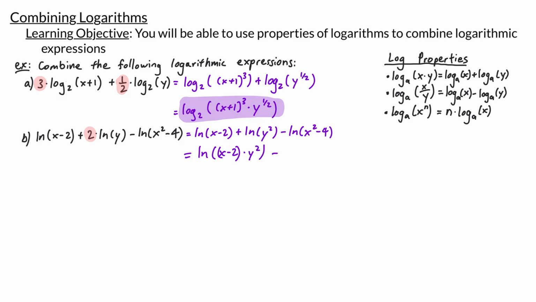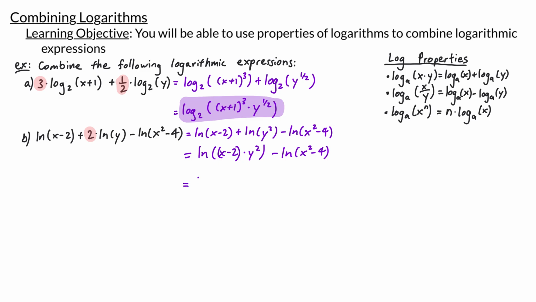And then we still have minus ln of x squared minus 4 at the end. Next, if we want to combine these two logarithms together, we're going to use our second log property because we have a difference of logarithms. When we combine things into a single logarithm, we end up dividing what's inside.